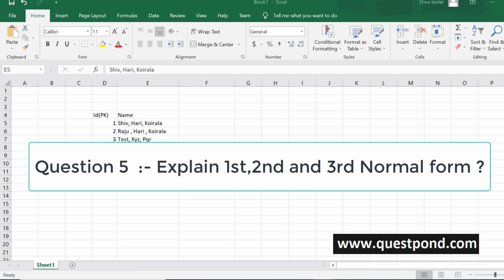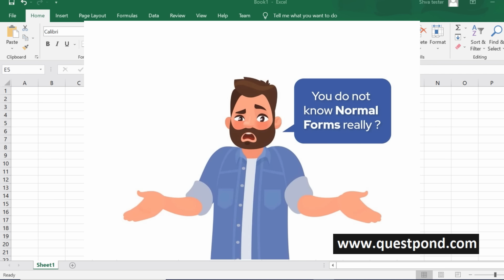Explain first normal form, second normal form, and third normal form. Now this question, from the interviewer's perspective, is a very, very basic question. And if someone is not answering this question, it sends a very wrong message to the interviewer.